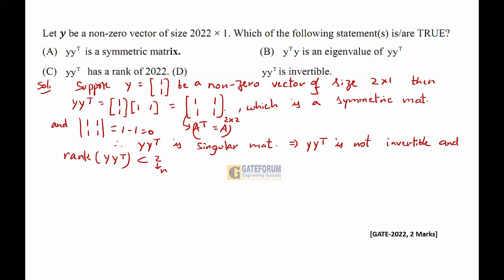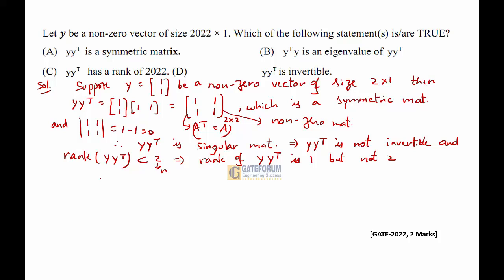Already this is a non-zero matrix. A non-zero matrix has rank always greater than or equal to 1. So this implies the rank of Y into Y transpose is 1 but not 2. So statement C is not true. Similarly, statement D is not true.